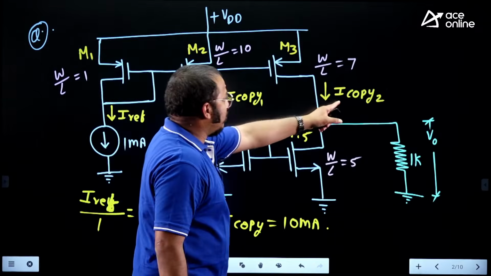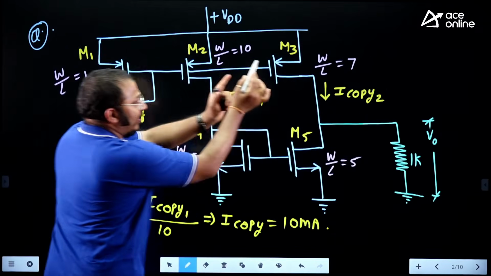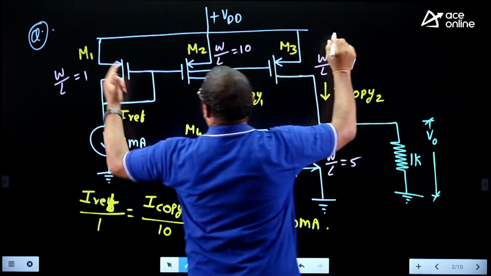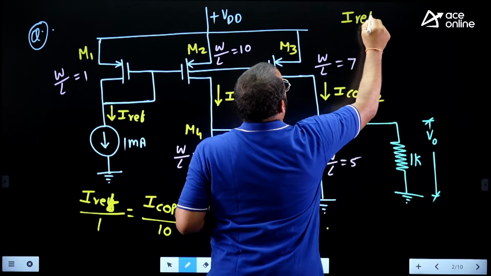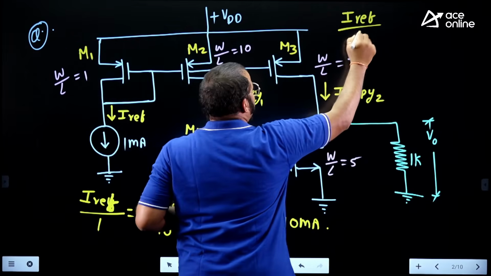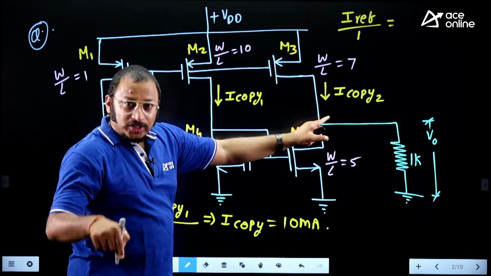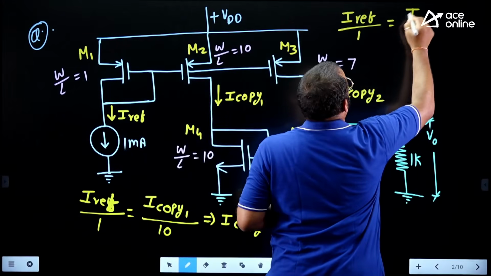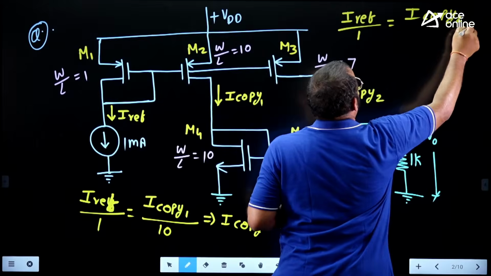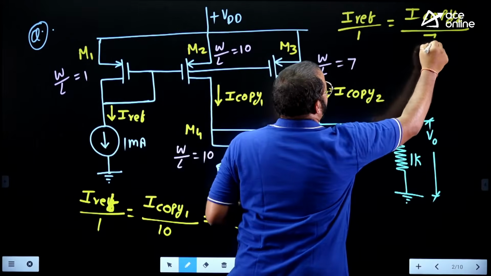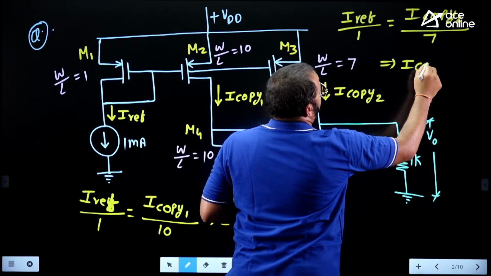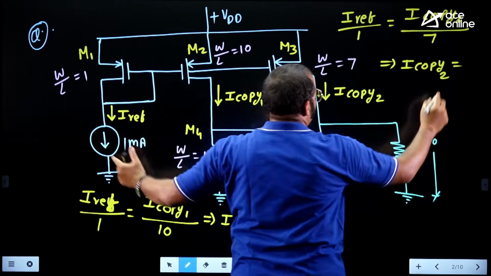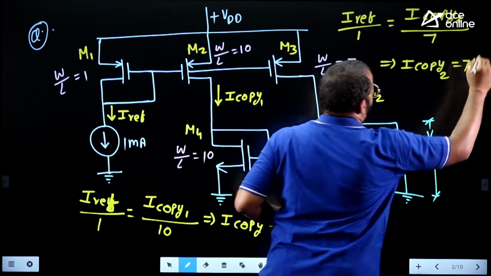In a similar way, M1 as well as M3 together are again acting like a current mirror circuit. Then what is the formula? I reference by W by L value, which is 1, equals I copy 2, because this is acting as a load for this M1, I copy 2 by that W by L ratio, which is 7. Therefore, I copy 2 is nothing but 7 into I reference, where I reference is 1 milliamp. So it is simply 7 milliamps.